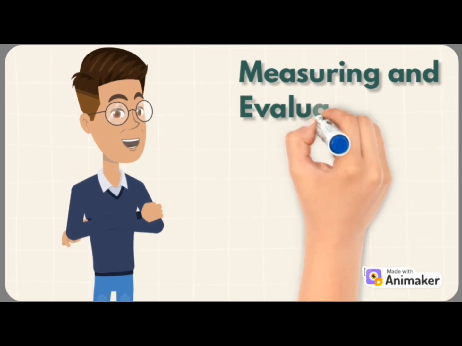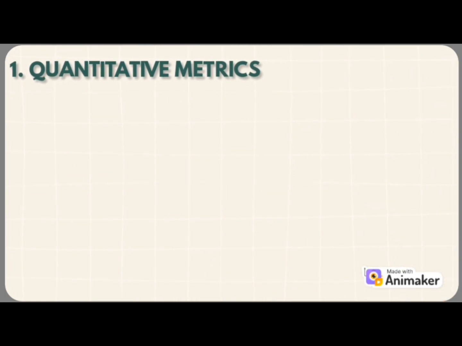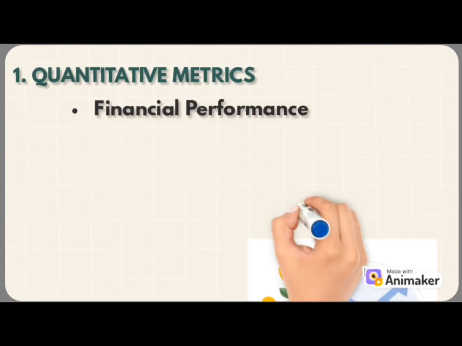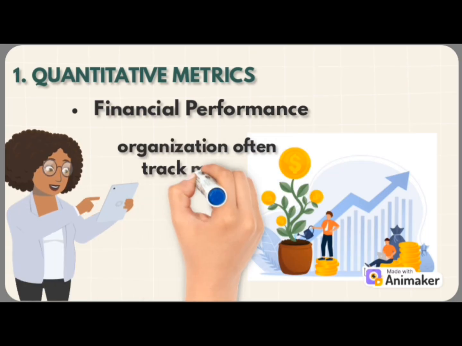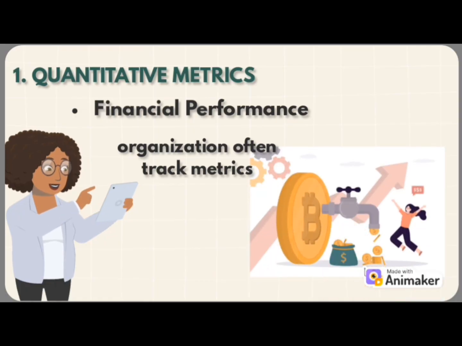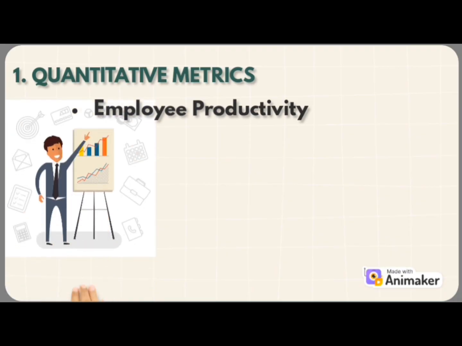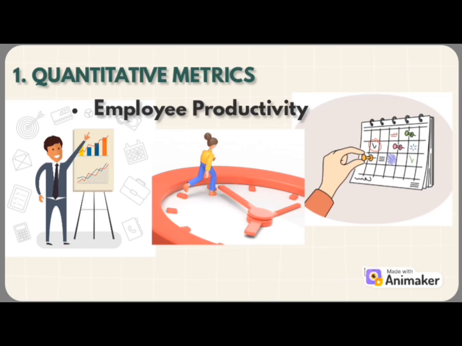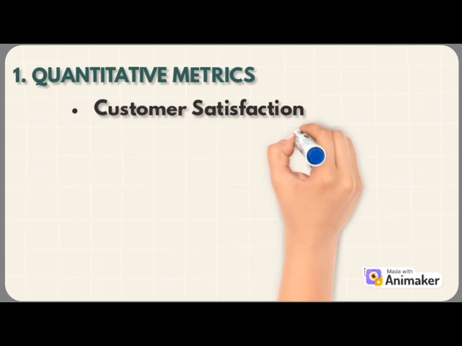So let's proceed to measuring and evaluating the impact of change. Quantitative metrics, which include financial performance, are one of the most tangible indicators of change impact. Organizations often track metrics such as revenue growth, cost savings, and return on investment following change initiatives. Employee productivity. Metrics like output per employee, cycle time, and task completion rates provide insights into the effectiveness of new processes or technologies.